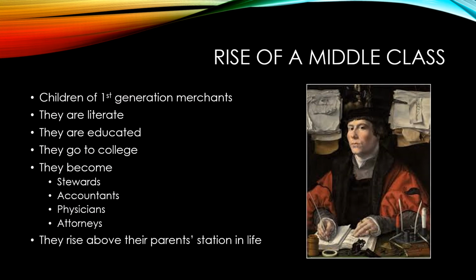So we see a rise of a middle class, whereas before we had an upper class and we had the peasantry, the lower class. Now we start to get a class in between. These children are first-generation merchants. They're literate, they're educated, they go to college. Remember, the merchants are getting a premium wage for their work because there's a lack of people to fill the jobs, and whenever that happens, then the price of the work goes up. So they're reaping the money, and they send their kids to college, and they become stewards and accountants and physicians and attorneys.